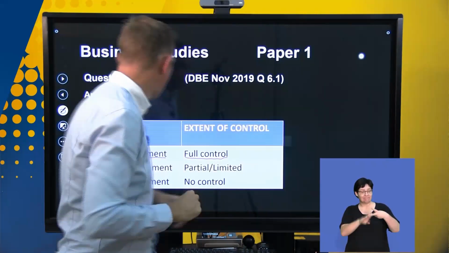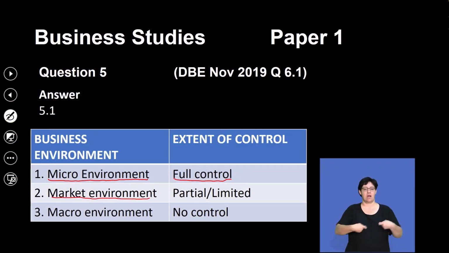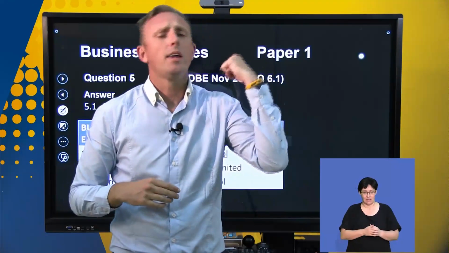Right? So we have full control there. Now, the second business environment is the market environment. So that is the environment that is just outside of the business itself. So if we look there, the market environment is going to have our suppliers. It's going to have intermediaries. It's going to have our competition. Right? It's going to have civil society. So our trade unions are going to form a part of that. So this is the environment that impacts the business.